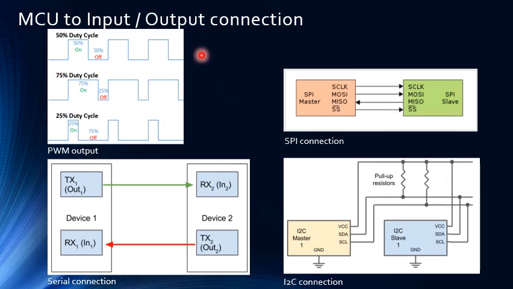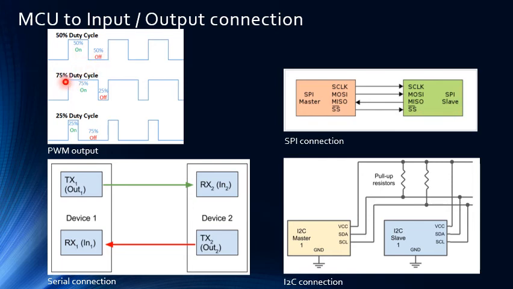So if it's digital input or output, it's clear, just 0 or 5 volts. Now I want to cover the PWM output. The PWM can go from 0 to 100% by modifying the duty cycle. A 50% duty cycle means that for one period, 50% is on and 50% is off.